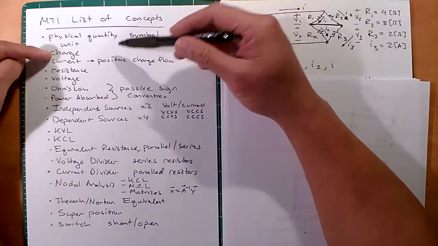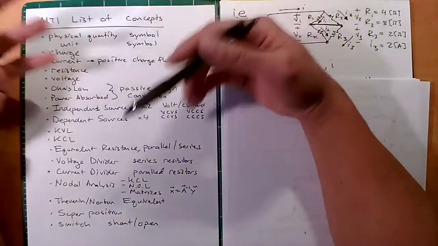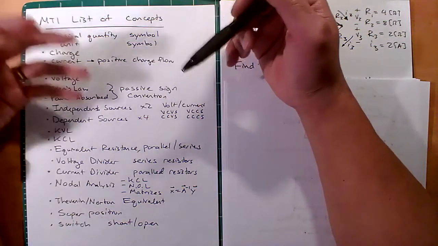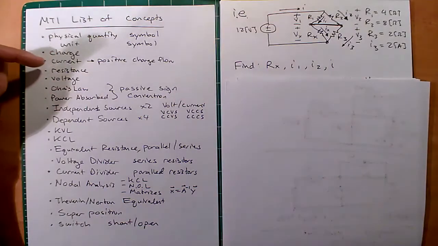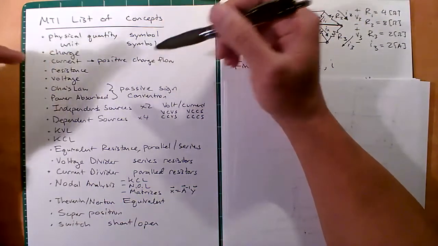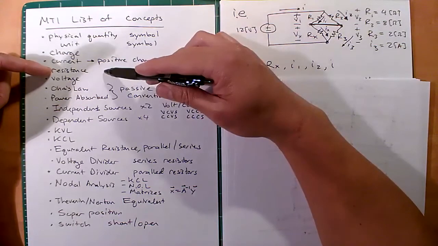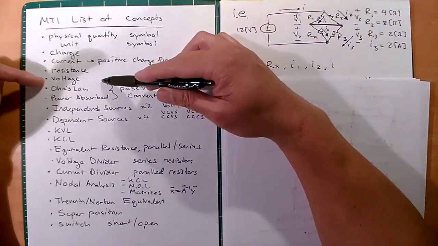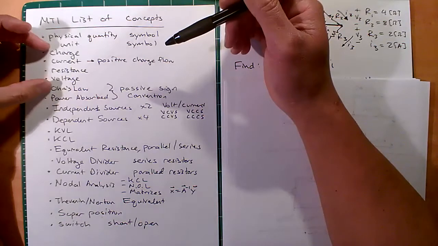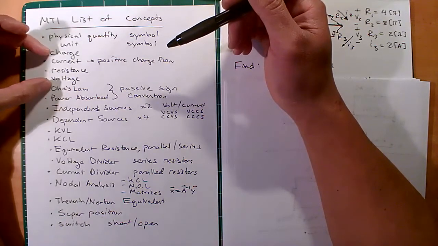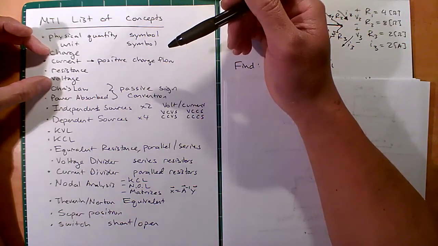We talked about charge, and then we also talked about the hydro analogy for electricity to water. So charge is like water, current is positive charge flow, resistance is like a rusty pipe, voltage is like pressure. And so these are all, of course, very critical to your understanding of circuits and electronics.